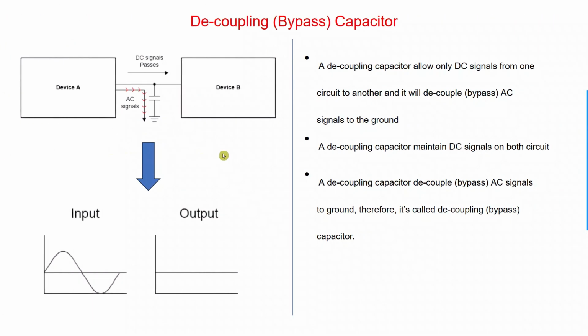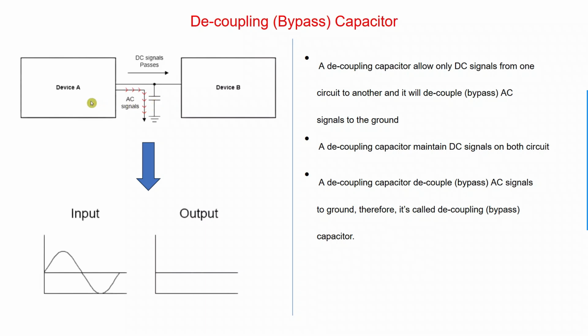So now let me explain about decoupling capacitor, or you can say bypass capacitor. Okay, so here I am taking two devices, device A and device B, or circuit 1, circuit 2, whatever, it depends, up to you. So this is the decoupling or bypass capacitor, which is placed in between supply and ground. So decoupling capacitor is always placed in between supply and ground. So this is the decoupling capacitor.